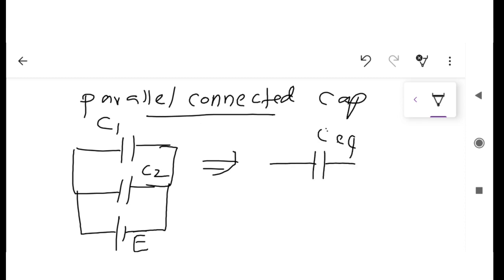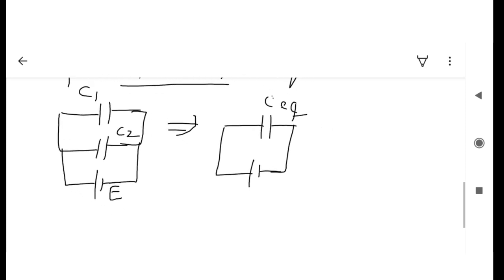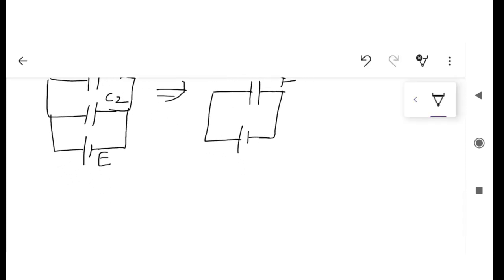This is C equivalent, this one is E, and according to this equivalent circuit we can write the formula for the equivalent capacitance. That is C equivalent equals C1 plus C2. This is how to write the equivalent capacitance when capacitors are connected in parallel.